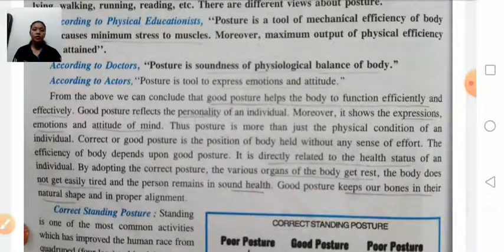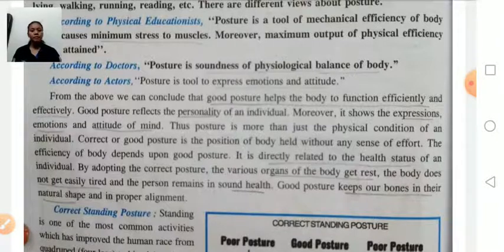If our posture is good, then the organs of the body will get proper rest. The body does not get easily tired. Our internal organs do not get tired. And the person will remain in sound health. Good posture also helps to keep our bones in their natural shape and in proper alignment.